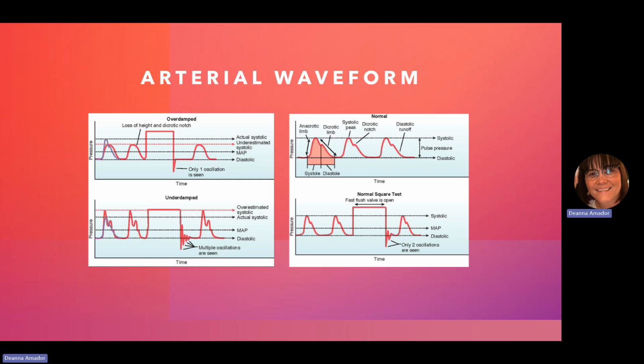you see this overdampened waveform, and it talks about oscillation. Remember I told you that there's a transducer, it has a flush on it, like a little pigtail. It's hooked up to saline, this pressure tubing is, and it's on a pressure bag. When you pull that little pigtail, it flushes this arterial line. You have to have pressurized saline on these arterial lines or, since they're in an artery, you'll have backflow of blood.